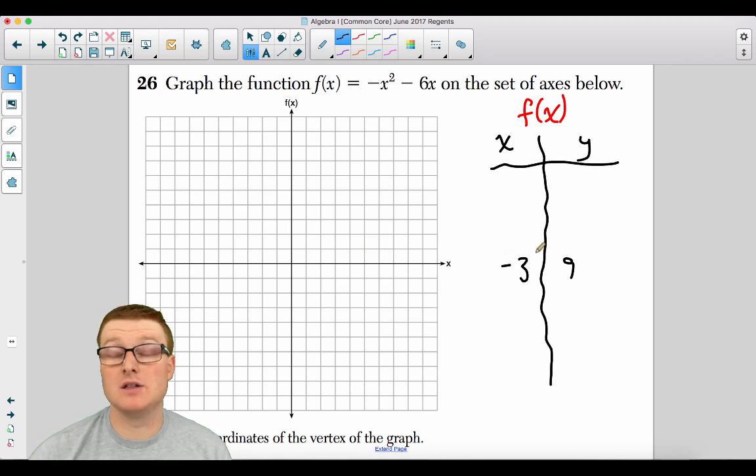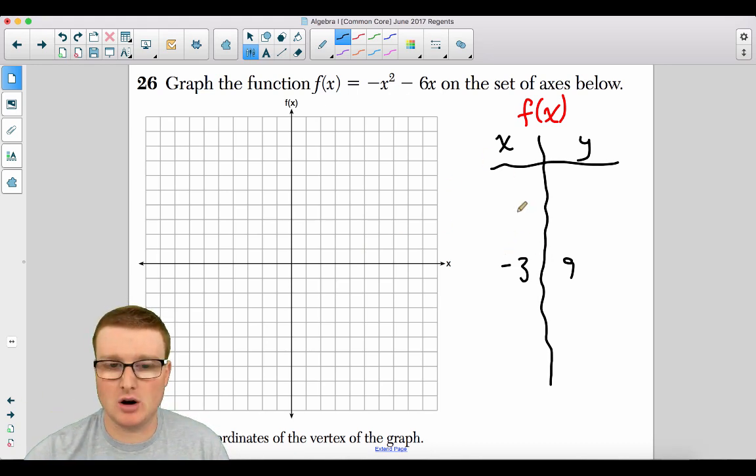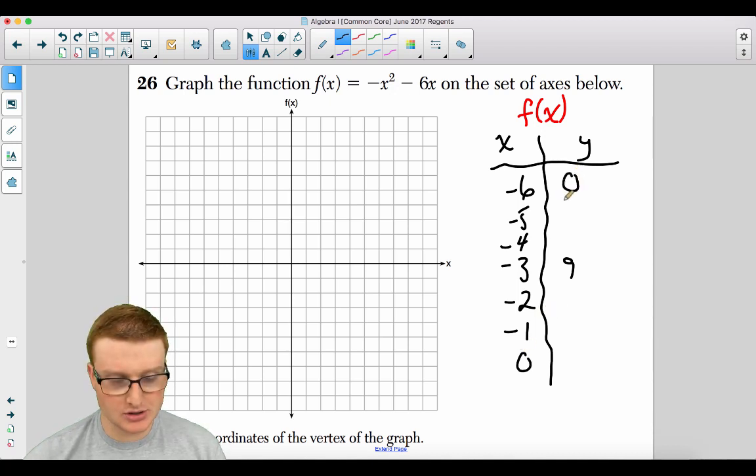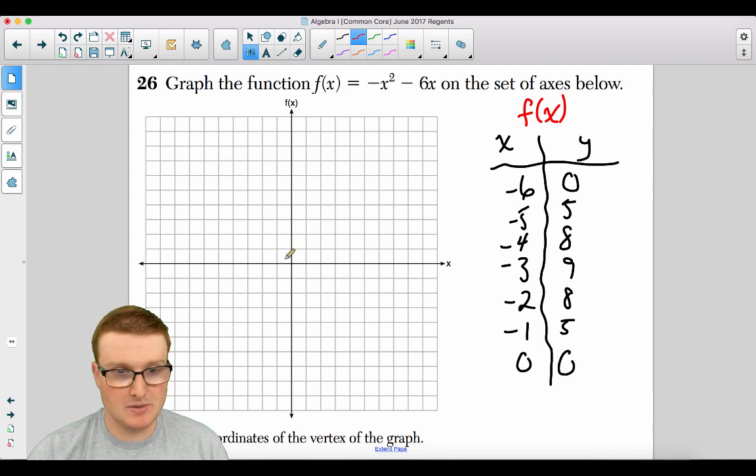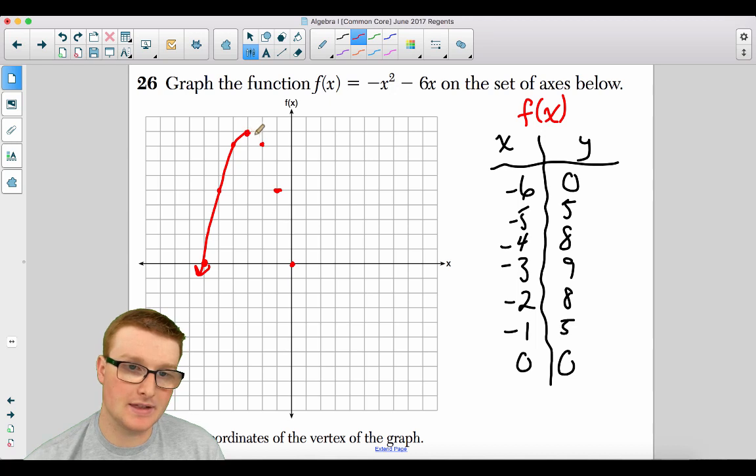So 3 above the negative 3 on the chart is negative 4, negative 5, negative 6, and below is negative 2, negative 1, 0. And these y-coordinates are 0, 5, 8, 9, 8, 5, 0. So that's it right there. Let's go ahead and graph that function: negative 6, 0; negative 5, 5; negative 4, 8; negative 3, 9; and then just the symmetric opposite on the right-hand side. This is your quadratic right there.